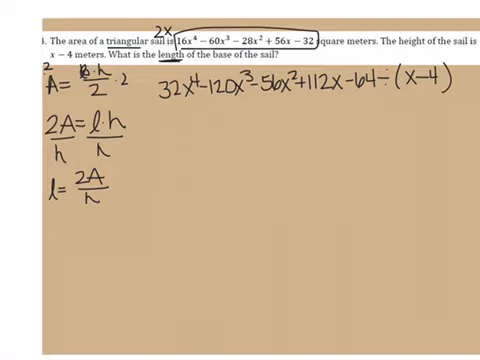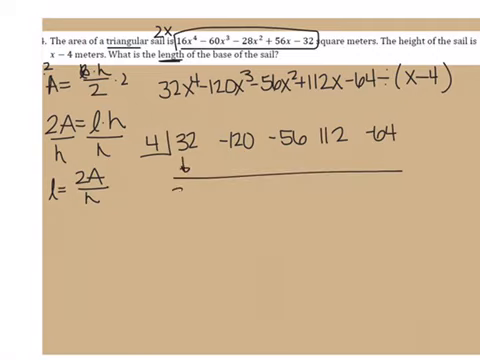So now we just have a synthetic division problem. If I have x minus 4, I know a 4 is going to go inside the box. All of my coefficients are present. I have 4, 3, 2, 1, none missing. So I can write them out as 32, negative 120, negative 56, 112, and negative 64.